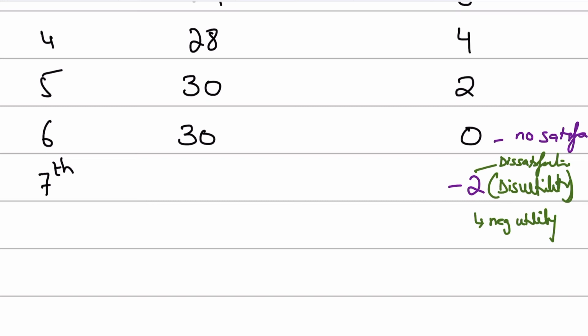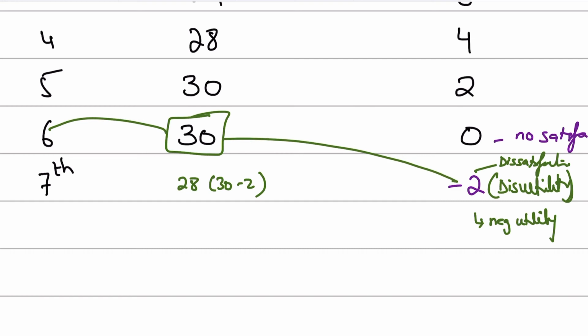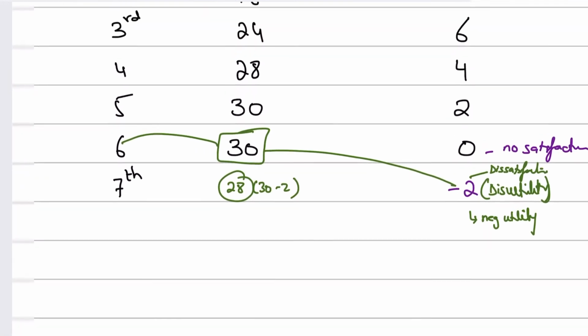And when this happens, your total utility declines from 30 to 28, because the sixth unit gave you a total utility of 30 when you had consumed 6 bars of chocolate. But the seventh bar brought your total utility down to 28, that is 30 minus 2. Because 30 was the total utility for 6 bars, and now minus 2 for the seventh bar. So the total utility after having the seventh bar is 28, right? So now it actually fell. So this is not a good decision that you made.